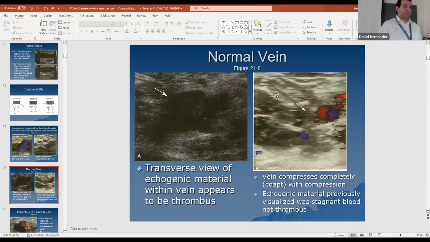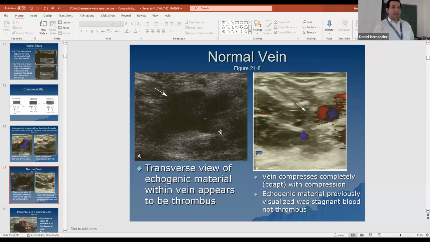So this was another image. On 2D, we see some intraluminal echoes in here, so it looks like something might be going on in this vessel. Not quite sure. Here we're in the left leg because the vein is medial and the arteries are lateral, so we know we're in the patient's left leg.